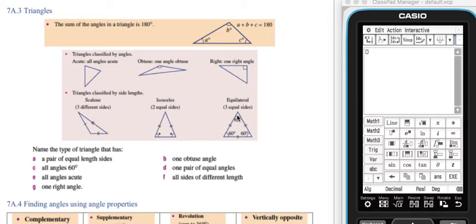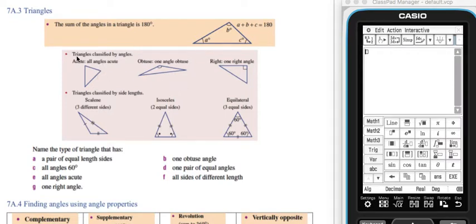This next video, we're moving on and we're looking at the geometry of triangles. So we've got some rules we need to know. The sum of the angles in a triangle is 180 degrees. So if I had A plus B plus C, I add up all the angles, it will always equal 180 degrees. We also have some triangles, okay?